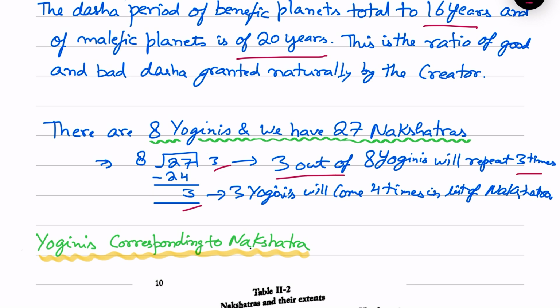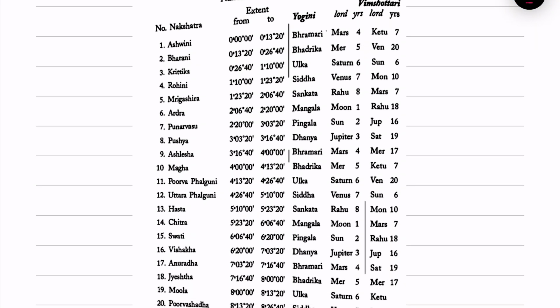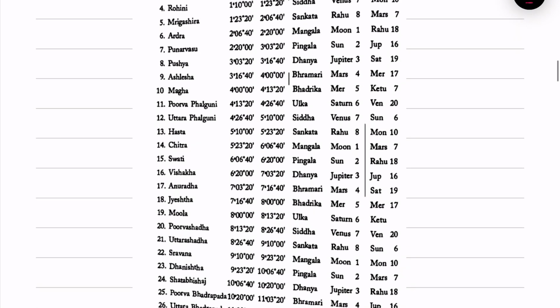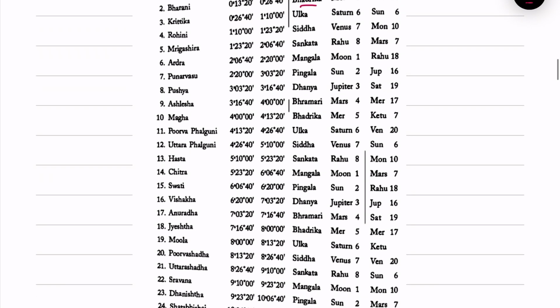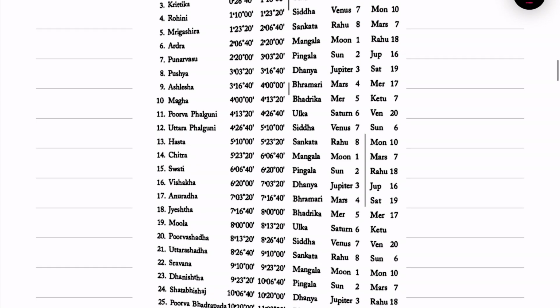So this is the sequence and these are the Yoginis corresponding to the nakshatras. If you can remember the table, for Ashwini it is Bhramari, for Bharani it is Bhadrika and so on. It is attached here. You can see directly from the nakshatra which Mahadasha it will be running.